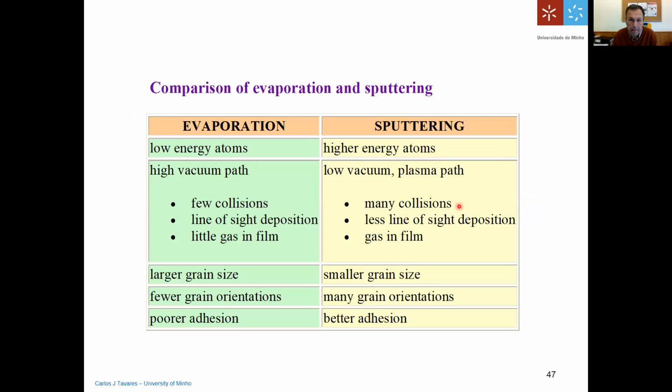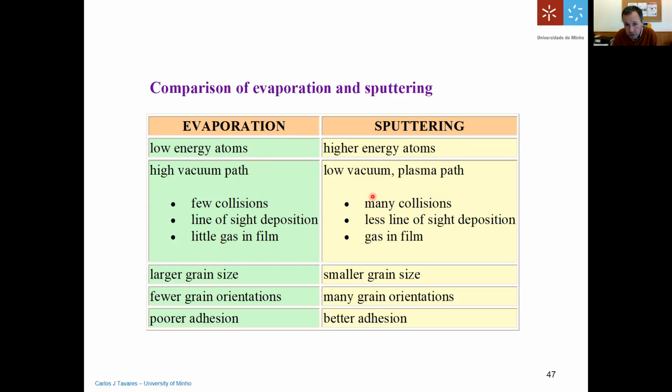So, as concluding remarks, if you see a comparison between evaporation and sputtering, and we talked about evaporation in the last chapter, in evaporation we use low energy atoms, the maximum 1 electron volt. Here we can use high energy atoms, maybe up to 500 electron volts. So the energy can be 1,000 times higher than this. Evaporation has a high vacuum path, few collisions, line of sight deposition, and little gas in the film, because in most cases you don't use a working gas. You just thermally evaporate from this crucible without using an additional gas, okay?